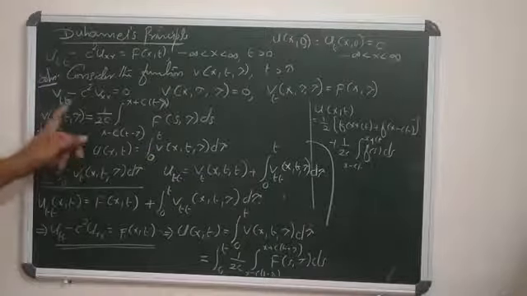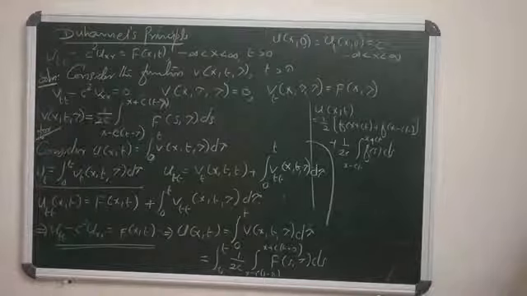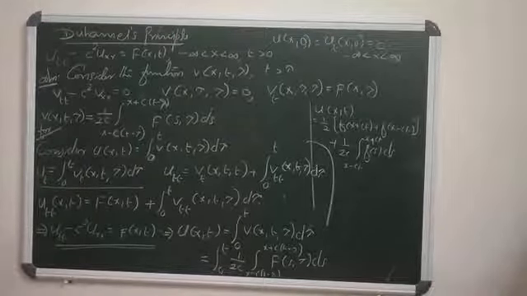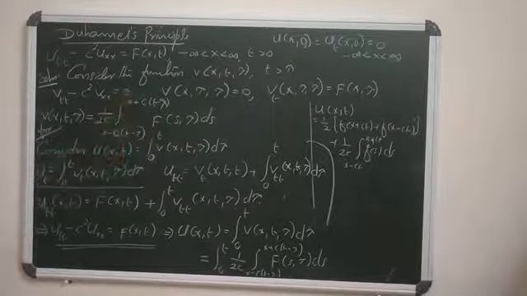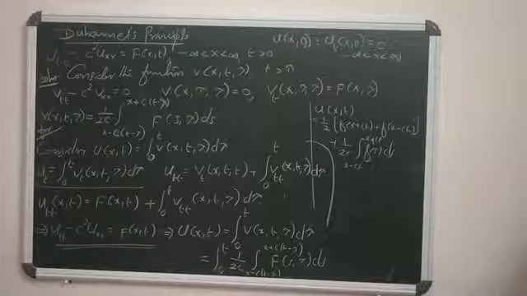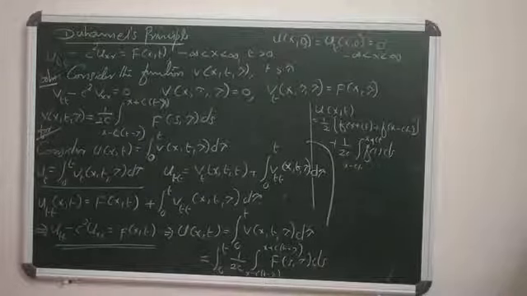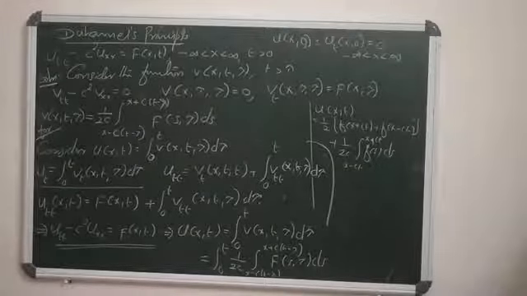Means its solution is of the form 1 by 2c into integral from x minus c into t minus lambda to x plus c into t minus lambda of f of s lambda ds. Okay, so this is Duhamel's principle, that deals with the solution of the non-homogeneous wave equation. Clear? Okay.